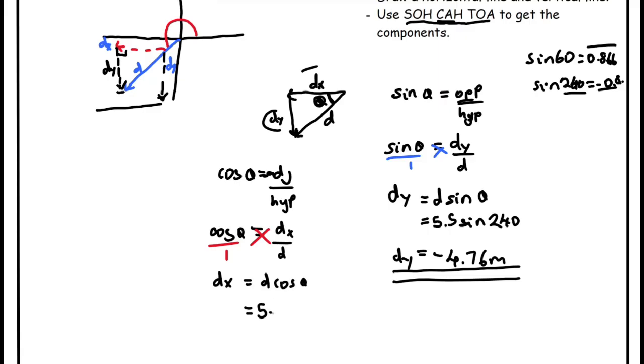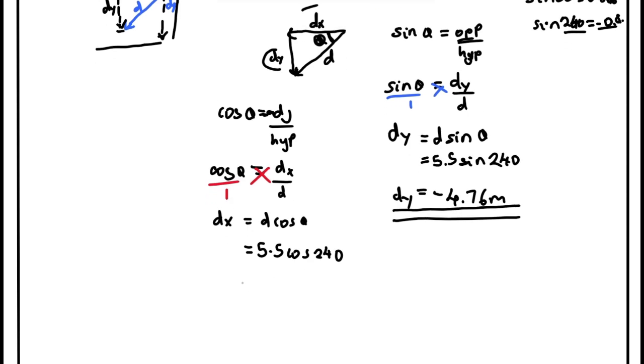This then gives us 5.5 cos 240. This gives us negative 2.75 meters. So this is our x component and this is our y component.